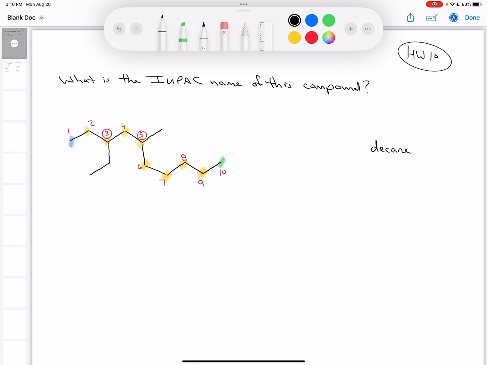Now I circled the 2 carbons that have substituents. At carbon number 3 here, this is an ethyl group. And so we're going to put 3-ethyl. And then on carbon 5, we just have a CH3 group, and that is a methyl group. So that means we have a 5-methyl. And there we have it, 3-ethyl-5-methyldecane. Notice that I put the ethyl first because it begins with the letter E, and I put methyl second because it begins with the letter M. So there you go. That's how you would name that compound.